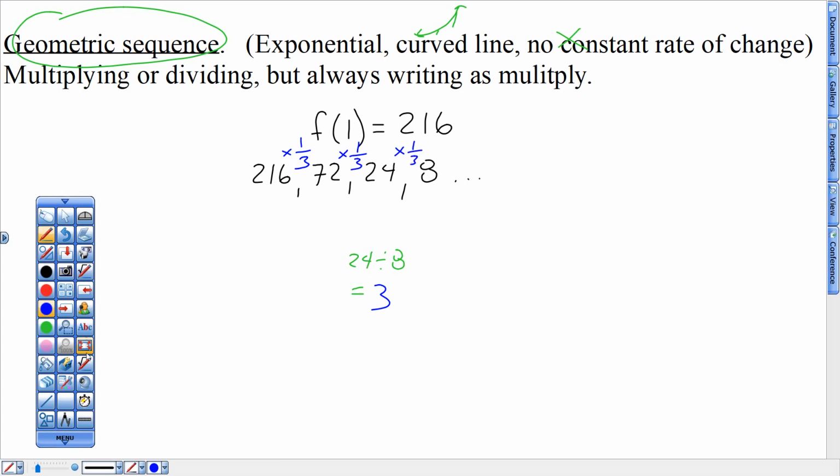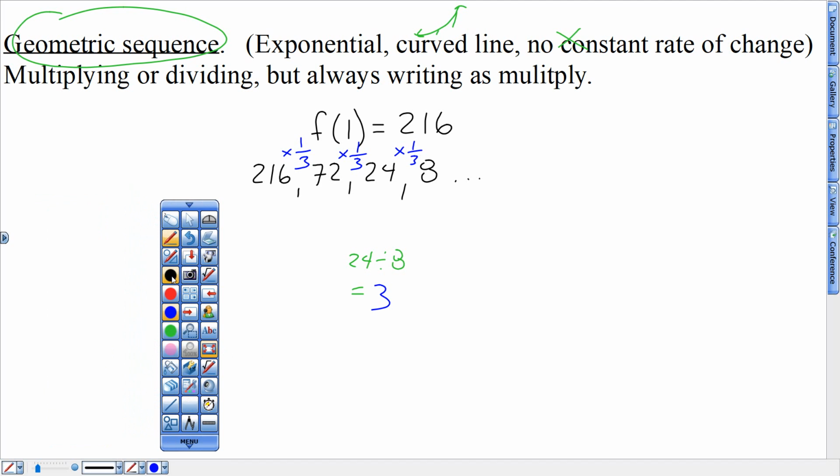And then listening to my advice, I would jump right into my equations. I have my recursive form.